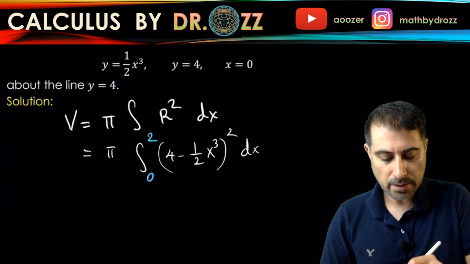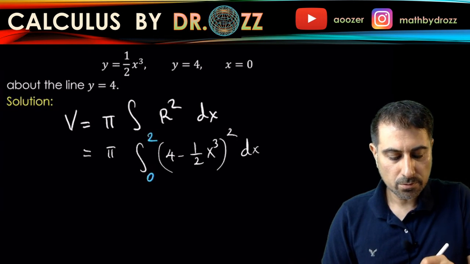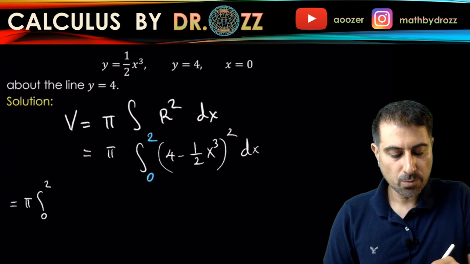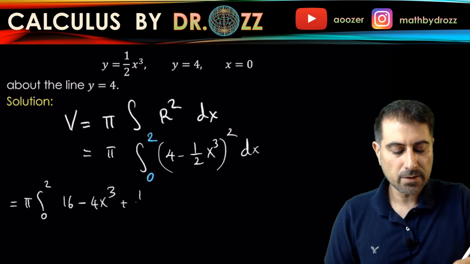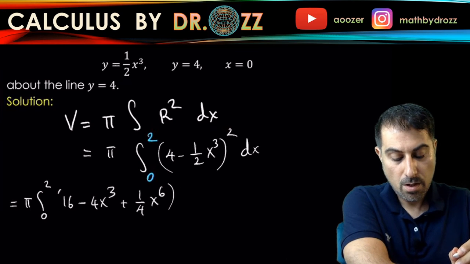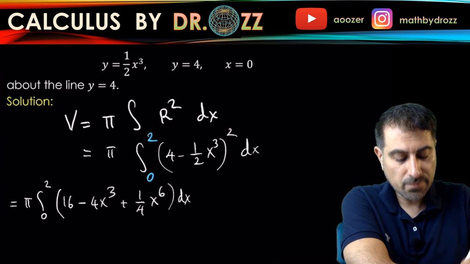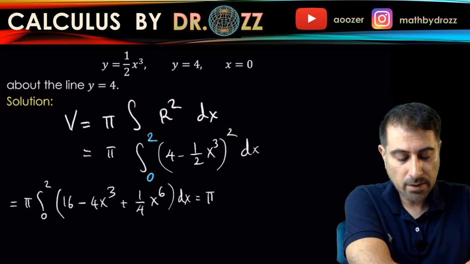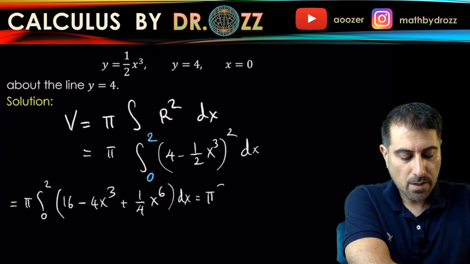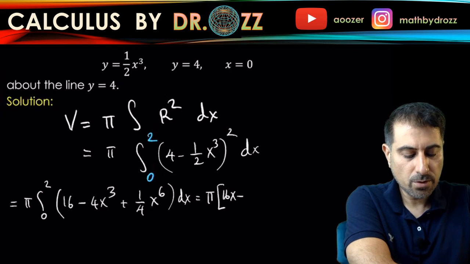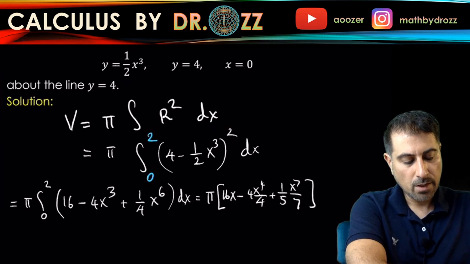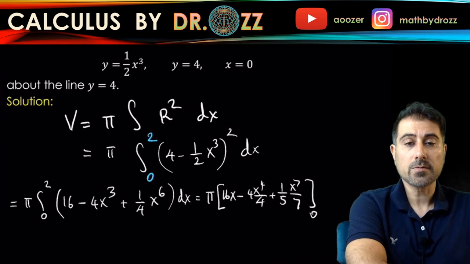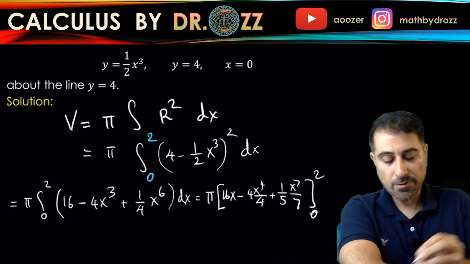Let's handle that real quick. Pi, integral from 0 to 2 of 16 minus 4x cubed plus 1/4 x to the 6th. I'm just expanding this out. Then let's find the antiderivative in one shot: 16x minus 4x to the 4th divided by 4, plus 1/4 x to the 7 divided by 7. Here I use the power rule for integration, and I'm putting the lower and upper limits here. Now we're going to use the fundamental theorem of calculus.